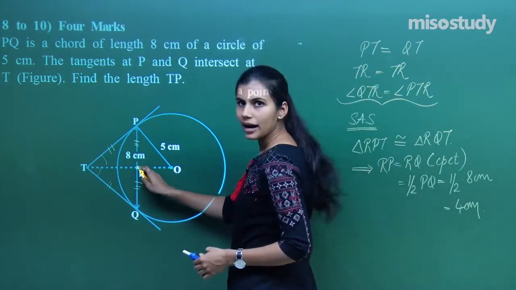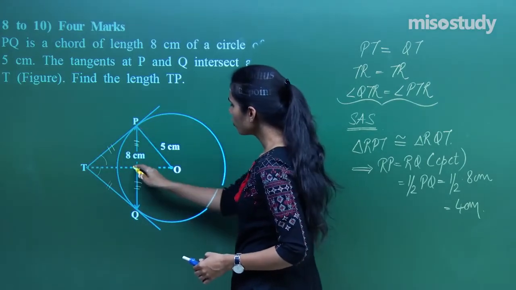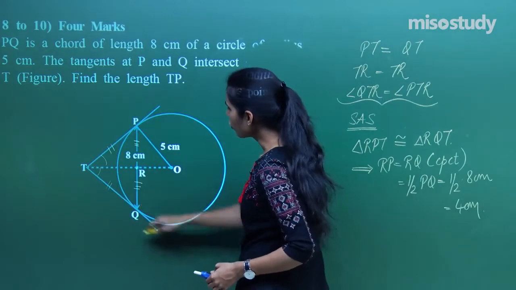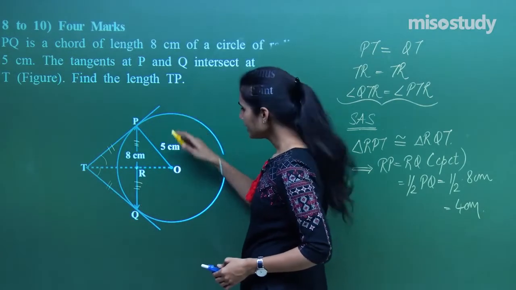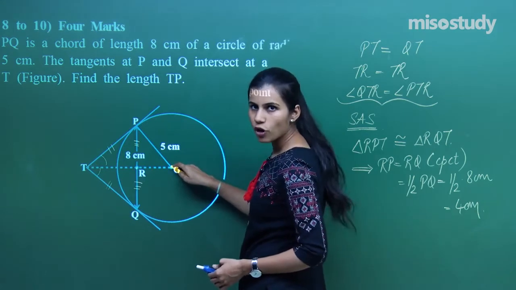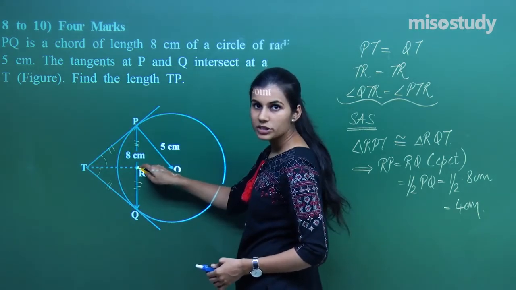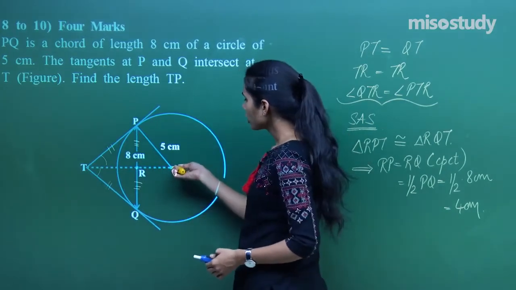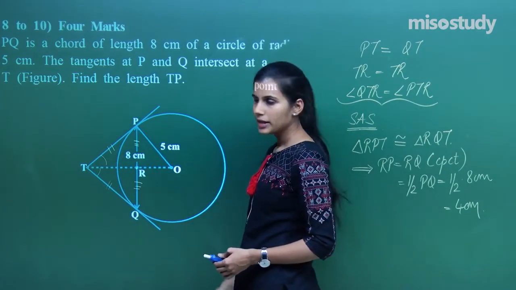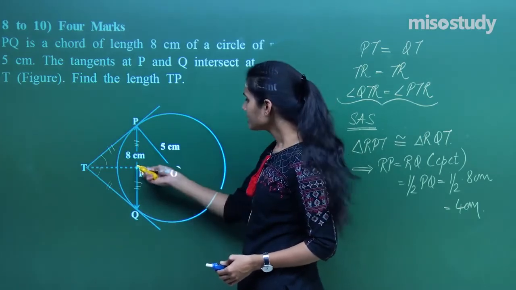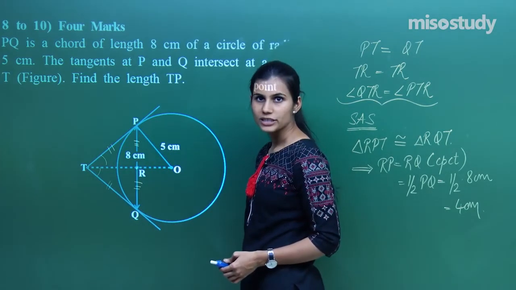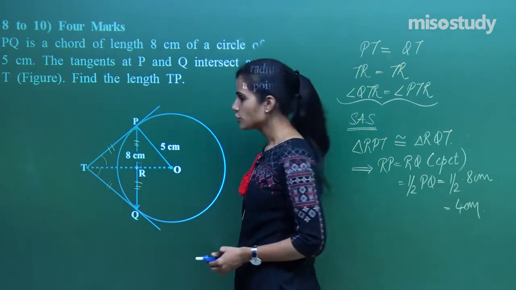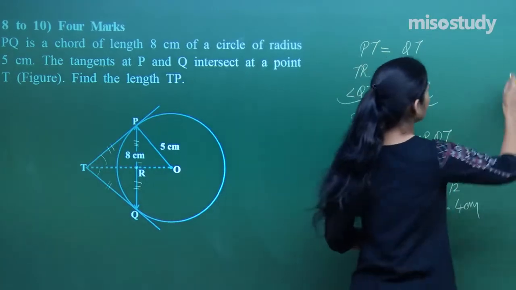Now the moment R is the midpoint of PQ, what is OR? PQ is actually acting as a chord of this entire circle, right? And you know that a line which is drawn from the center to a chord which is bisecting the chord is actually perpendicular to the chord. Right now if I talk about the line joining O to R, because R is the midpoint, OR is actually bisecting the chord PQ and is drawn from the center to the chord, so it will be perpendicular to the chord. So OR is also perpendicular to PQ.